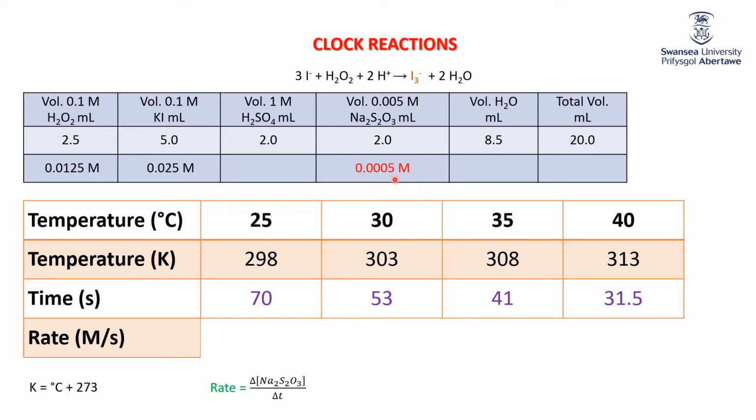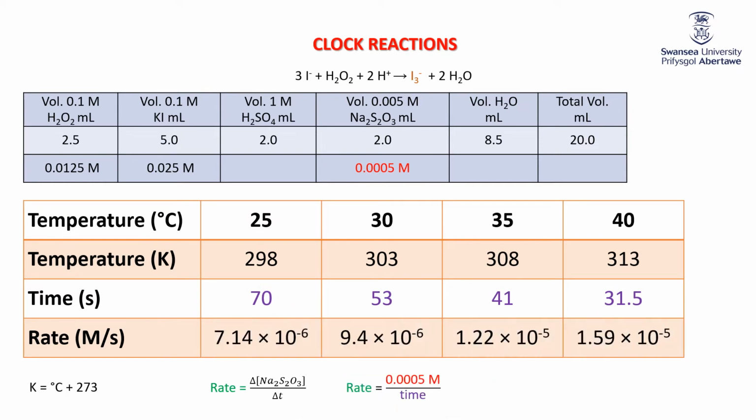So the concentration of thiosulfate was 0.0005. Again, we did that calculation last time, but it's just C1V1 equals C2V2, using 0.005 for C1, 2 for V1, 20 for V2. So take 0.0005 molar and divide it by this time, and we get the rates. And as you can see, they're increasing as we expected. We expected it first of all because the time decreased, but we know also that as the temperature increases, the rate increases. So those are the data for the reaction.